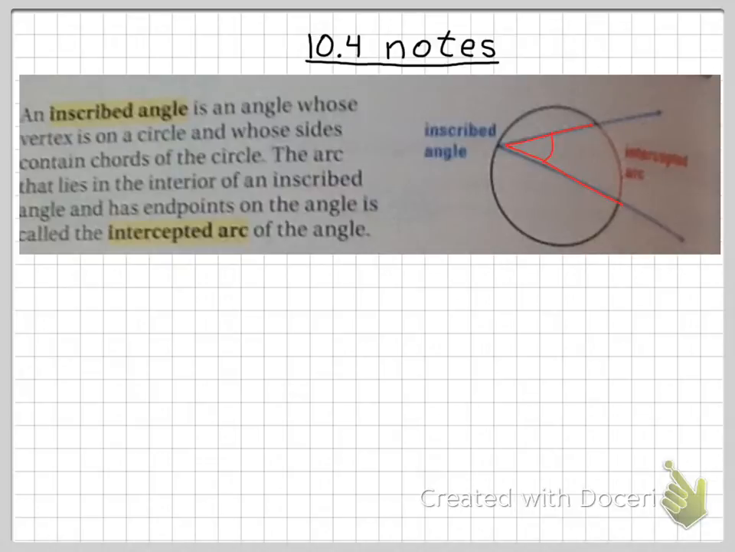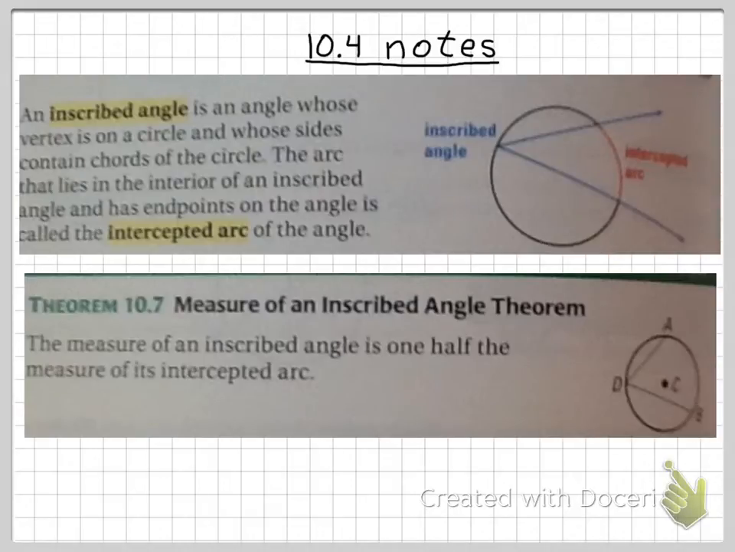And the arc that lies in the interior of an inscribed angle and has endpoints on the angle itself is called the intercepted arc. So this here is the intercepted arc. And you'll be responsible for this theorem here. The measure of an inscribed angle is 1/2 the measure of its intercepted arc. So this is the inscribed angle, and it is 1/2 of the intercepted arc.